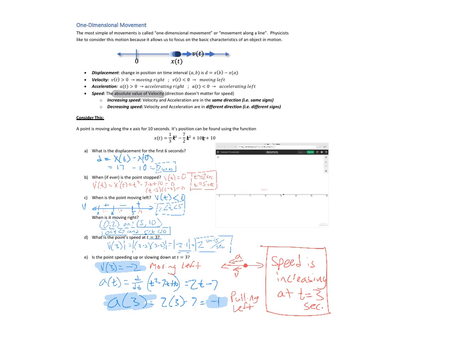So something that will show up a lot on the AP test. Guaranteed that there will be some one-dimensional movement. So great job. Hopefully that helps. Now you can go get those derivatives moving on some velocity and acceleration.